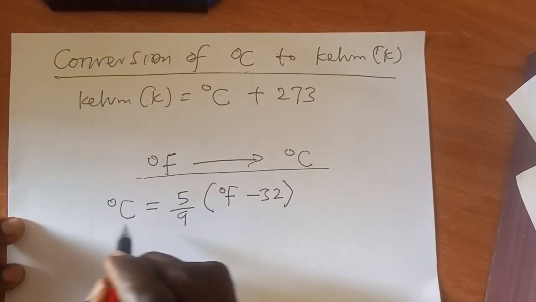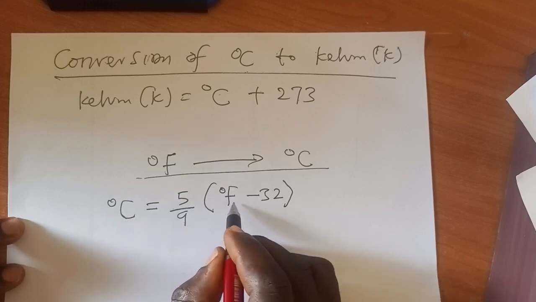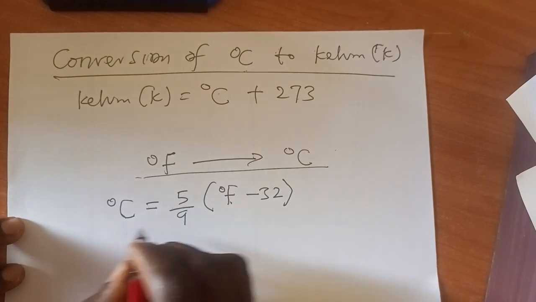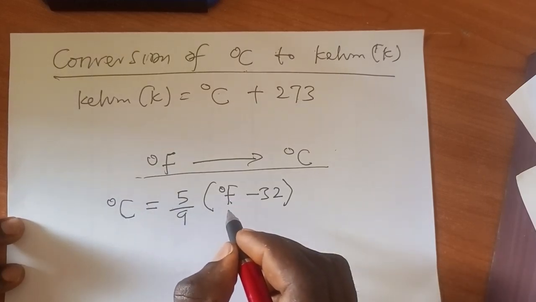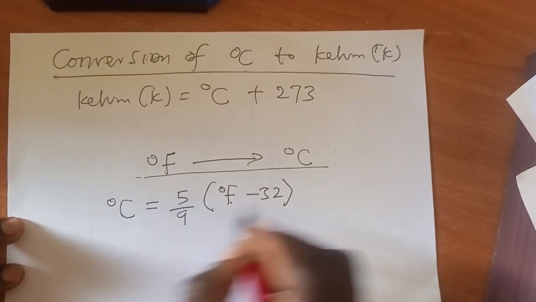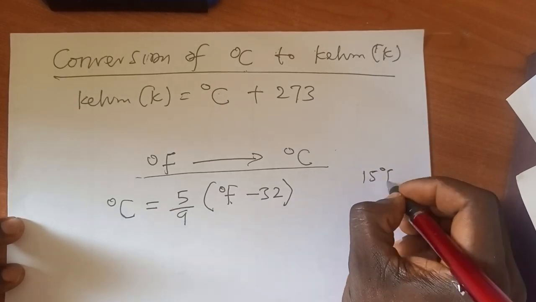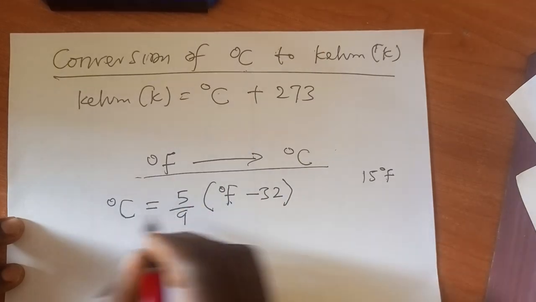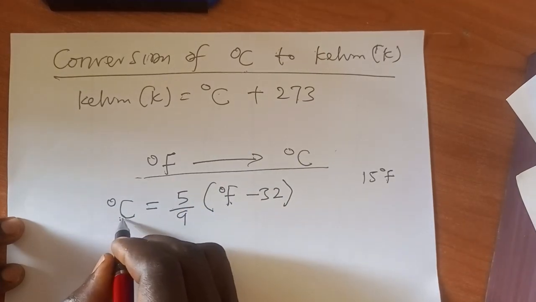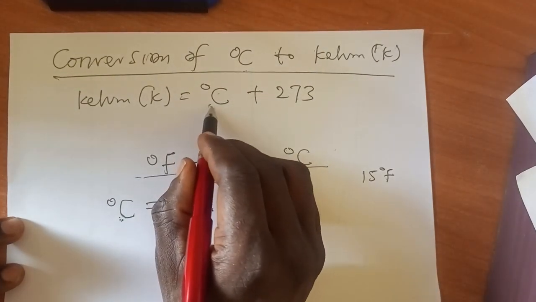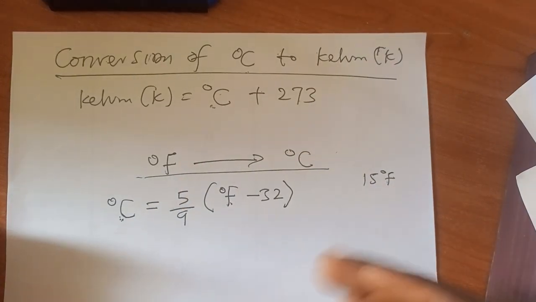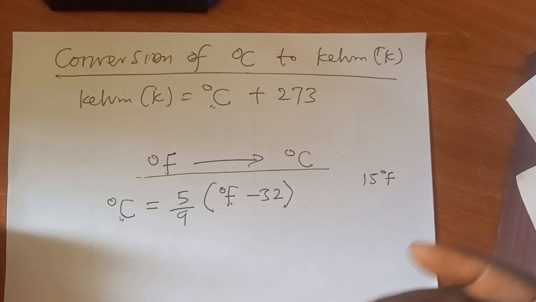By the time you convert from degree Celsius to Fahrenheit, or from Fahrenheit to degree Celsius, for example, you are given 15 degree Fahrenheit, you will put the 15 here, then whatever you solve here gives you in degree Celsius. So from degree Celsius, you can convert to Kelvin. Do you understand? In my subsequent video on calculation, you will see some of these things.